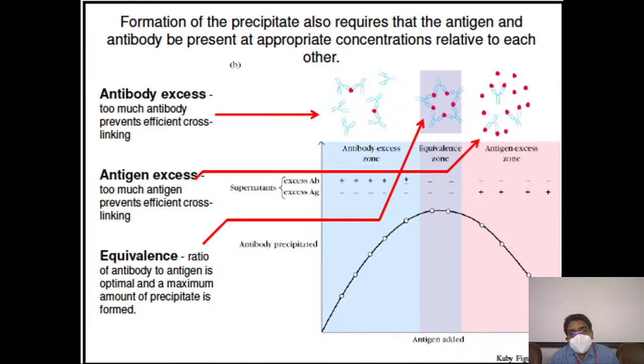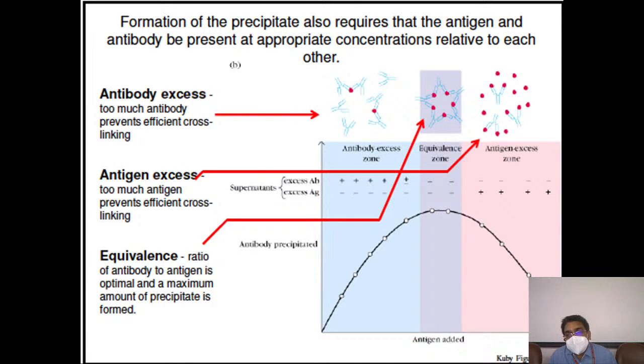On the left you can see antibody excess, where there is too much antibody. The red dots are antigen and the blue is the antibody. With antibody excess, it prevents efficient cross-linking because they don't have antigen to bind. And in the extreme right picture you can see there is too much antigen, that is antigen excess.